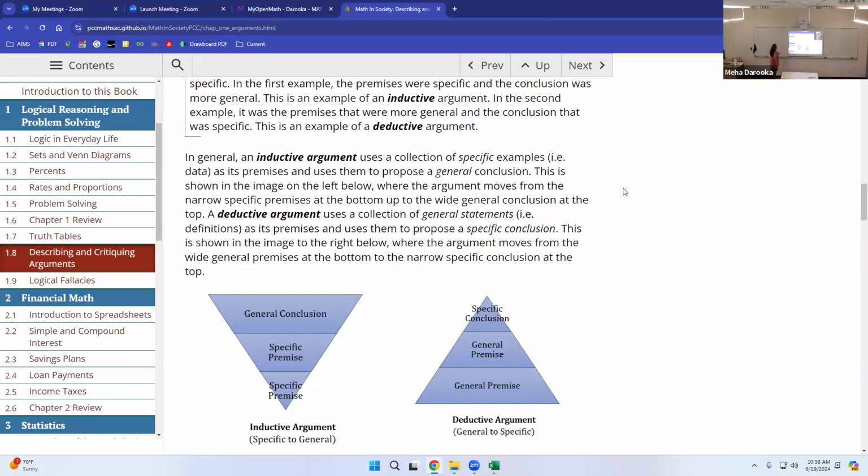So in general, we are saying an inductive argument is a collection of specific examples as its premises, and it uses those specific examples to create a generalization. With a deductive argument, it's a collection of general statements. So you're going from general statements as the premises and then coming to a specific conclusion.